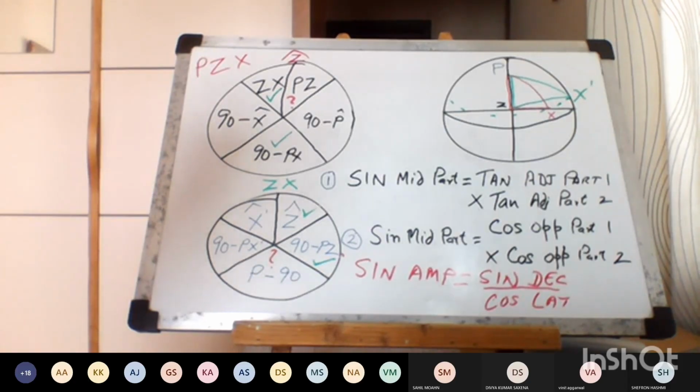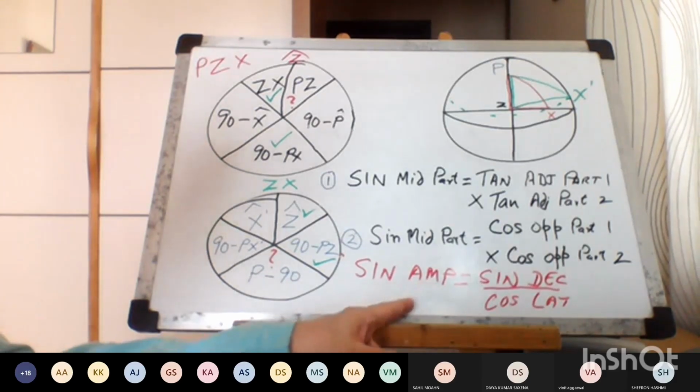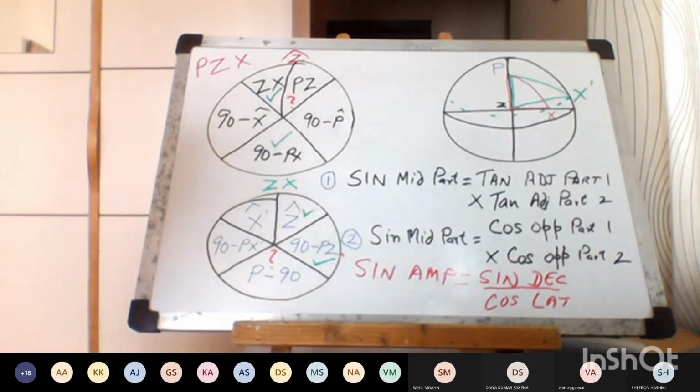Yes or no? Anyone? Apply your mind. Do you find any similarity between the amplitude formula and the Napier formula, Napier rule?